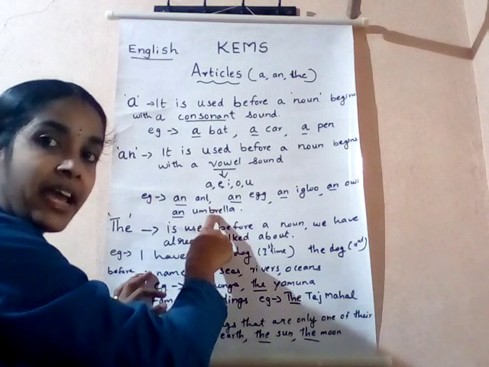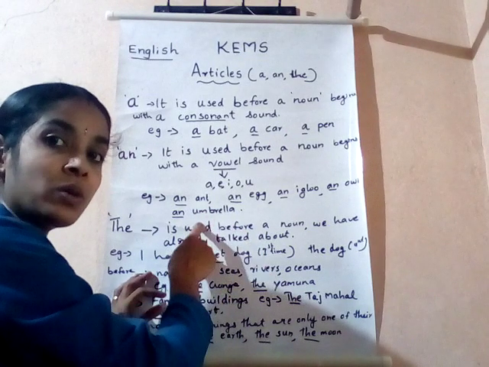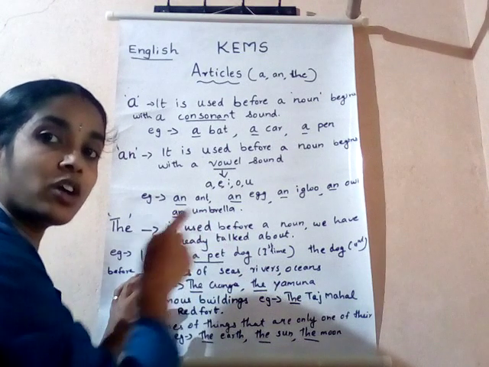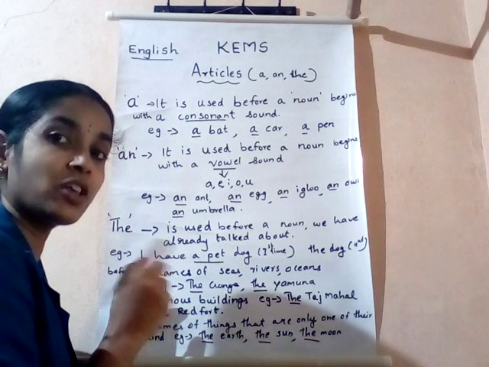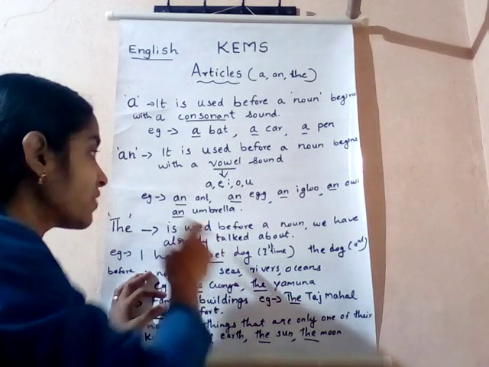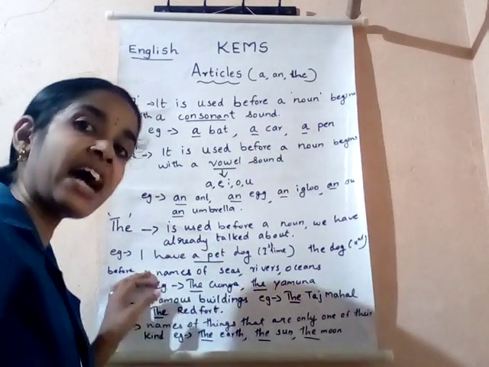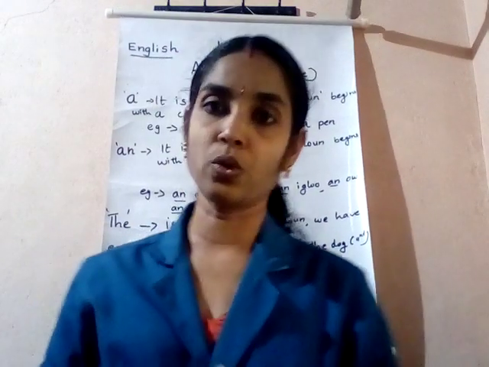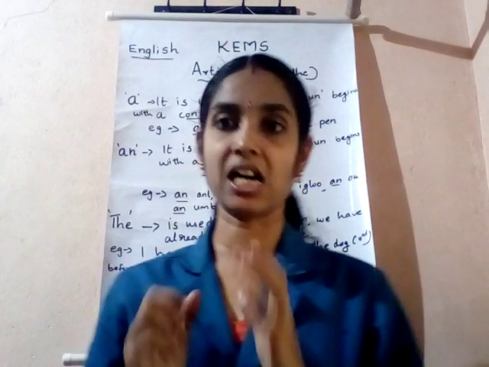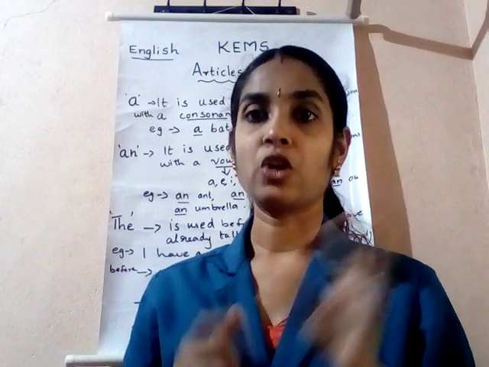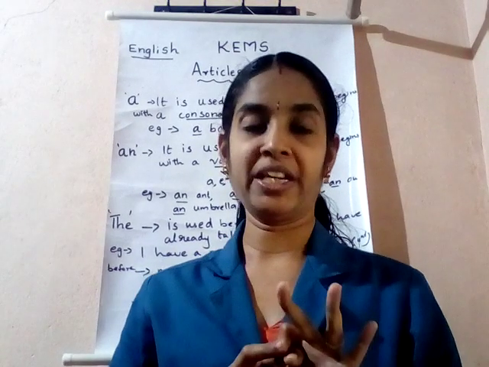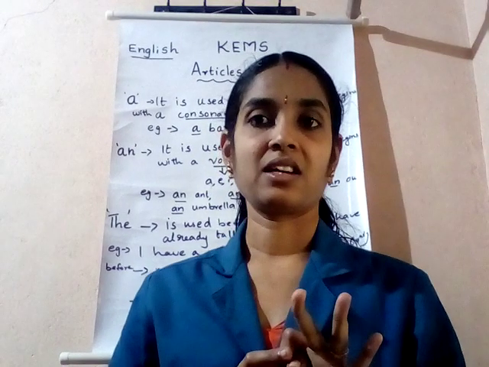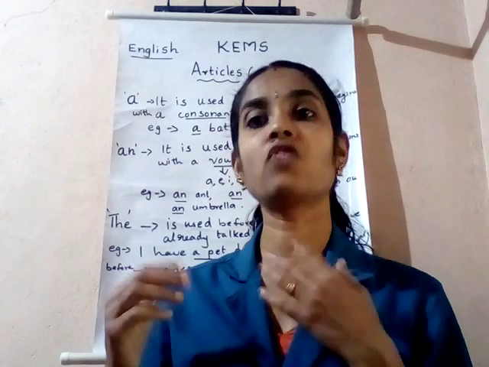Umbrella. Okay, umbrella, and the sound of U. The vowel sound U is a, and we use "an." And other words begin with U, but the sound is not a vowel sound. Those words are union, unit.